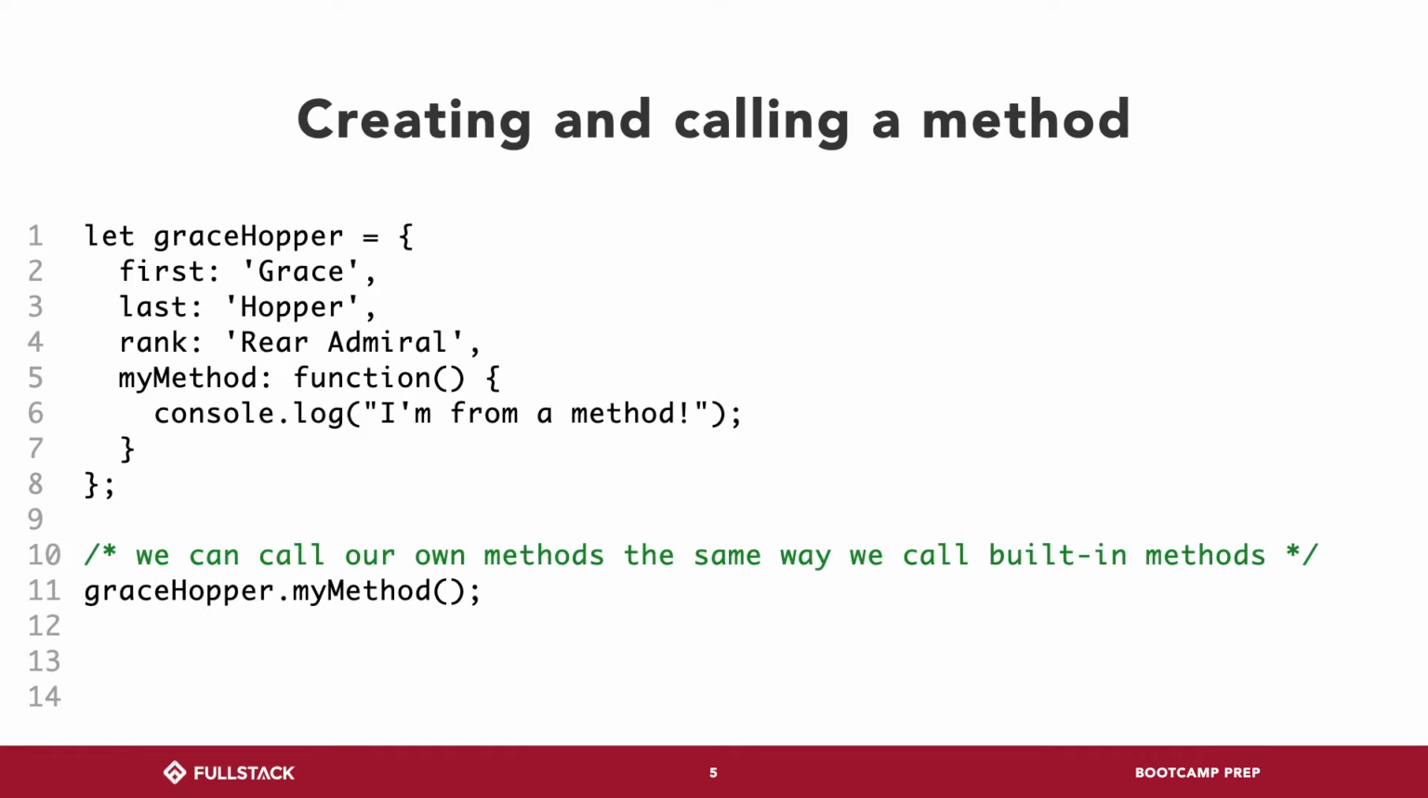We can call our methods the same way we call built-in methods, right? Array.push, array.shift, string.toUpperCase, GraceHopper.myMethod, invoke, open close parentheses, right? And then we get in the console, I'm from a method. Does this make sense? Objects are like arrays. They can hold anything as a value, including functions. Those functions are methods. We call them like that. Dot method invoke. Cool? Nice.